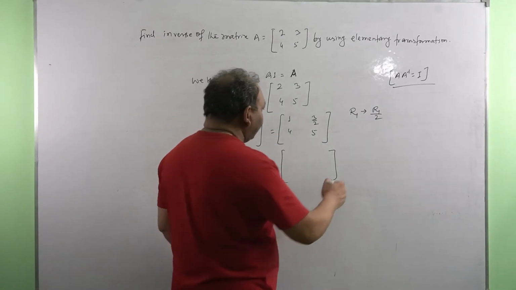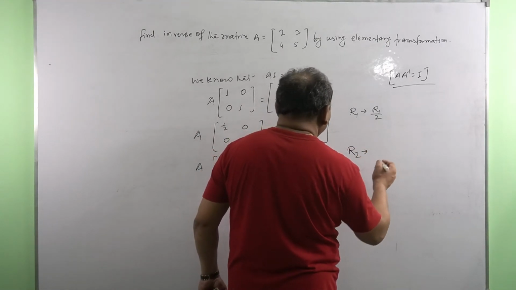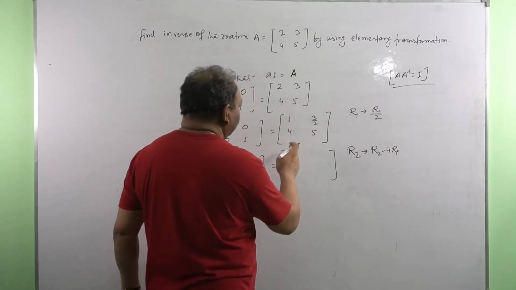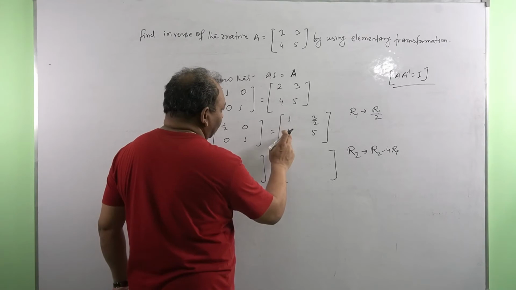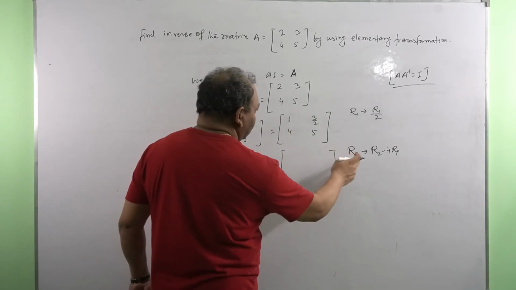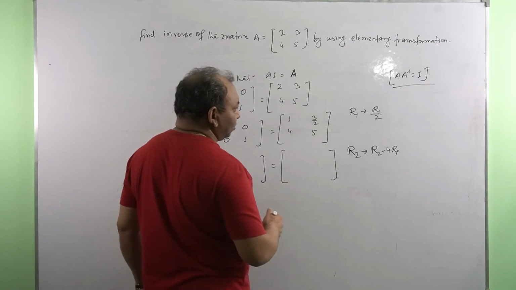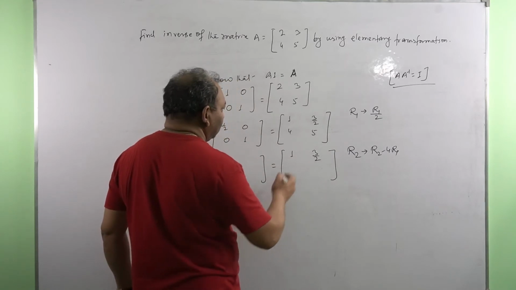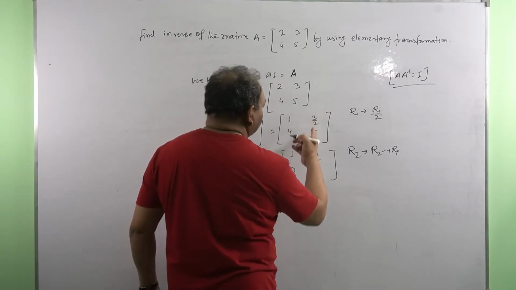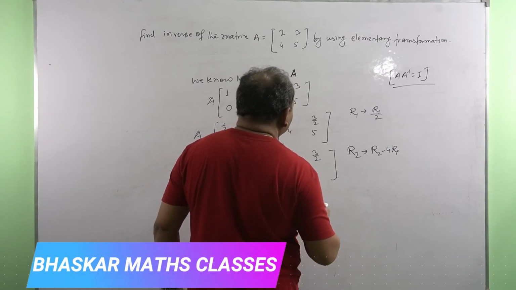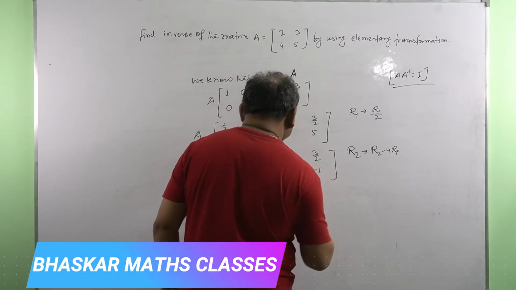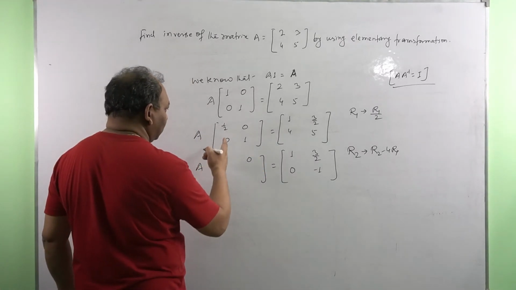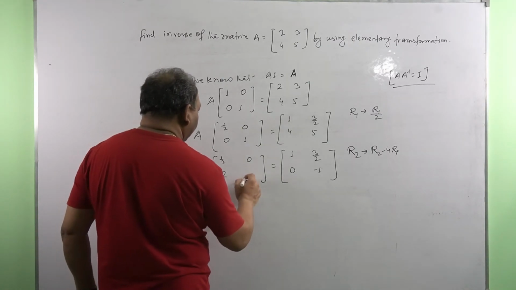Now, applying R2 as R2 minus 4 R1, we have to find the 0 element here. So R2 goes to R2 minus 4 R1. R1 as it is, R2: 4 minus 4 is 0, 5 minus 6 is minus 1. On the right side, 1 by 2, 0, and R2 minus 4 R1 means minus 2 and 1.